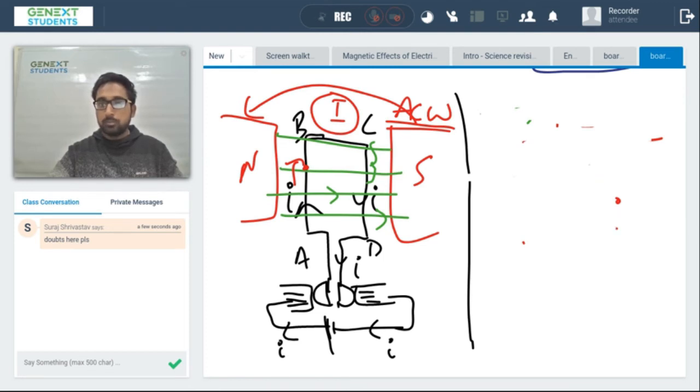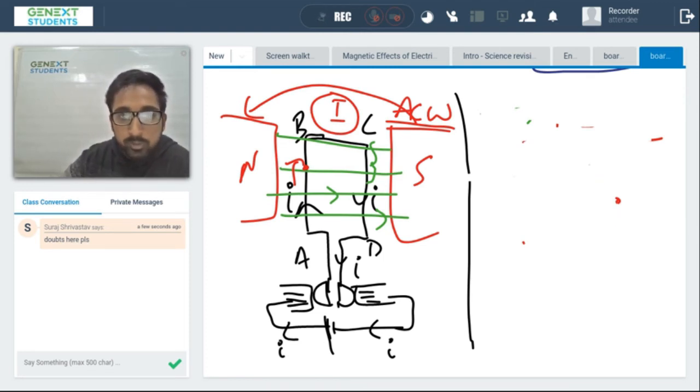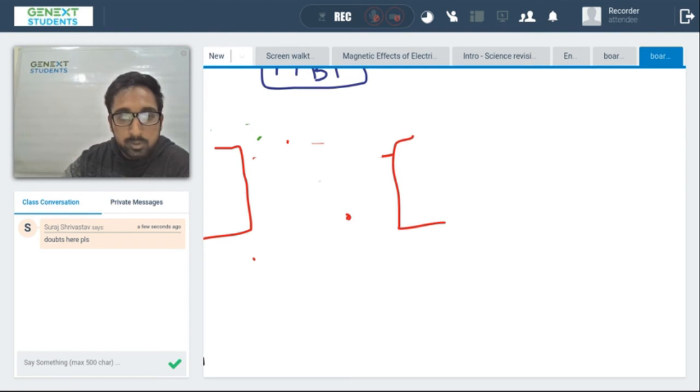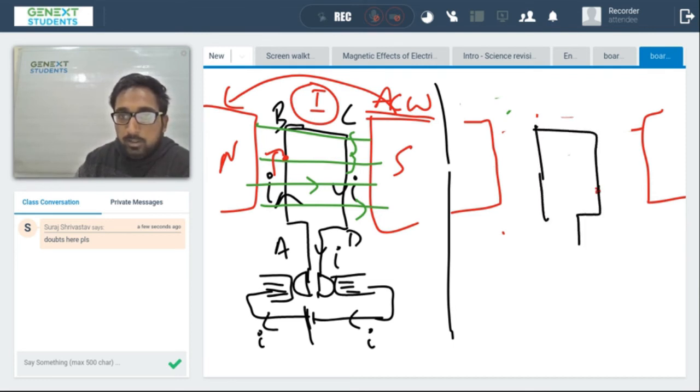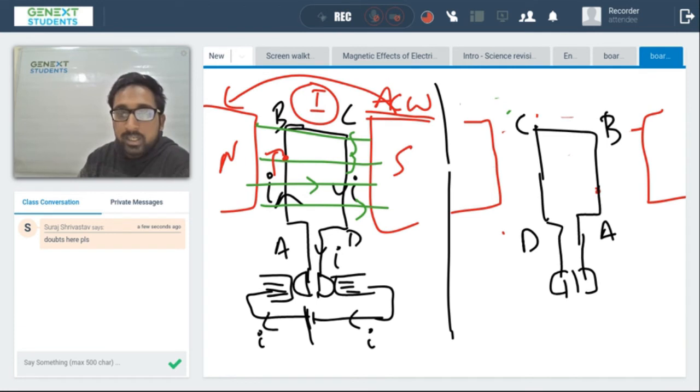So after some time, what will happen? This is the magnetic field. See what is going to happen after some time. It will rotate and come like this. So here will be D, here will be C, here will be A, here will be B. It has rotated in the anti-clockwise direction. The AB length has gone down and rotated and come to the right side.